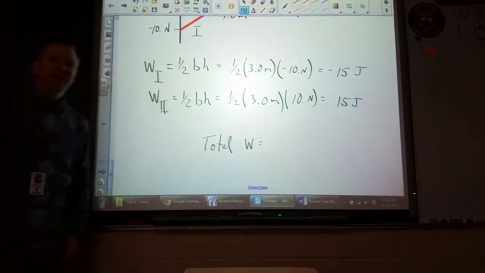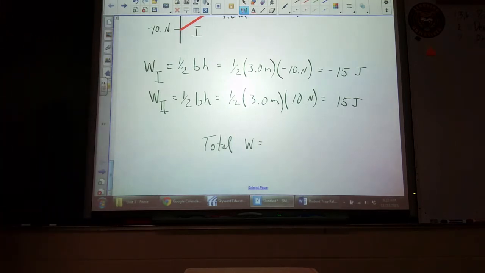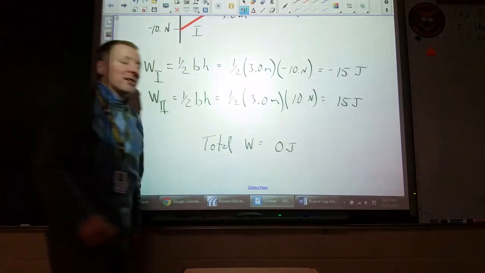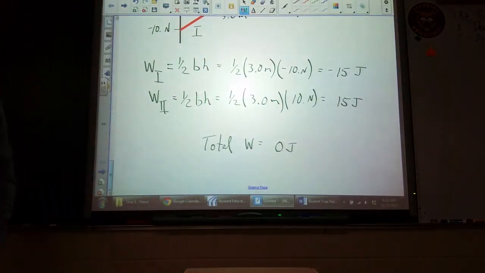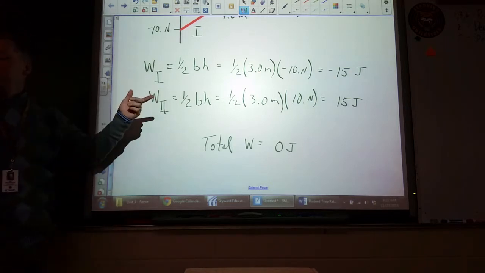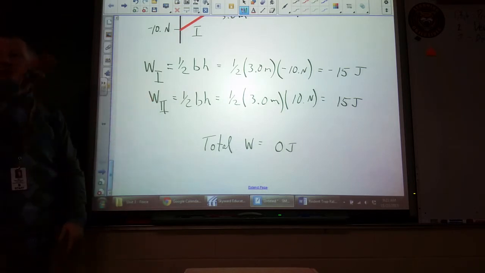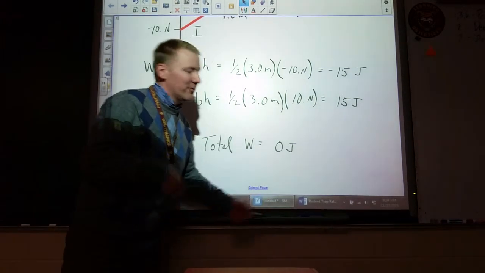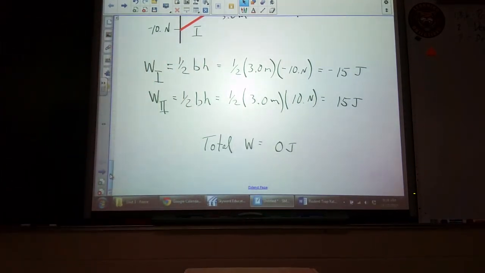How much total work did we end up doing? 0. Adding those up tells us the total work. So essentially, from the very beginning to the very end, we didn't add or remove energy from the car. We kept it steady. Now, in between, it did do some stuff, and other energy was converted, but that's for another day.